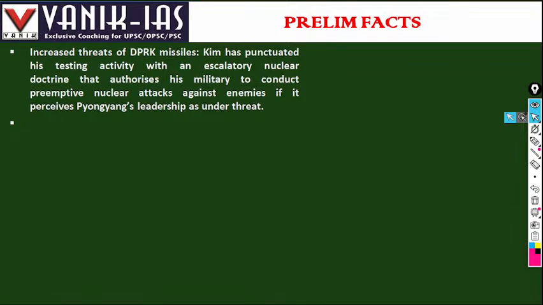Increased threat: the DPRK has punctuated its missile testing activity with an escalatory nuclear doctrine that authorizes its military to conduct a preemptive nuclear attack against an enemy if it perceives Kim's leadership as under threat. It has been authorized by the North Korean leader. If this is done, it will further aggravate the global security scenario.